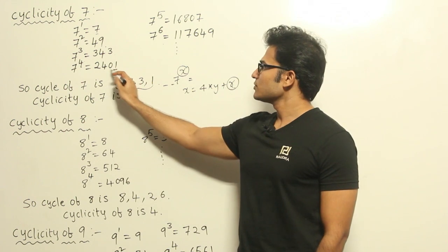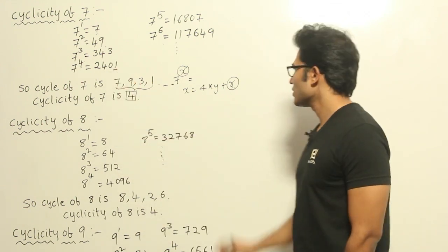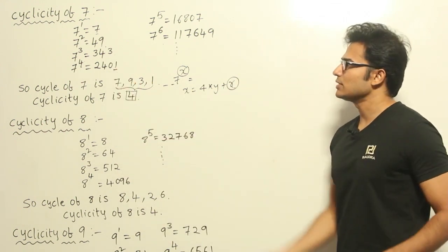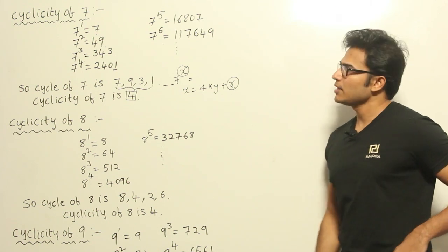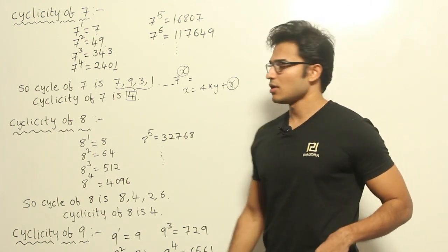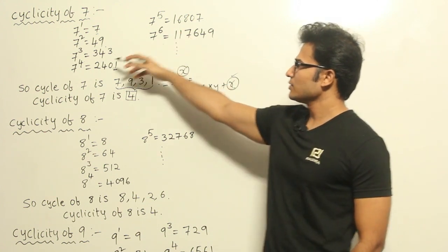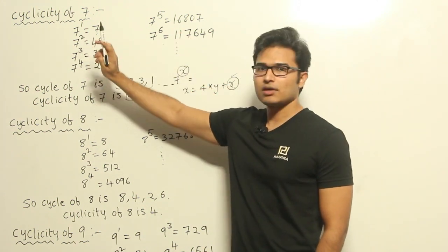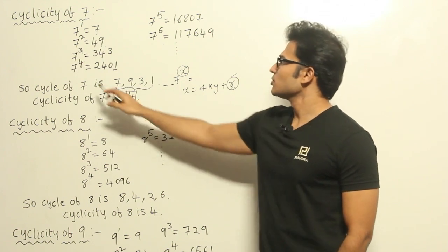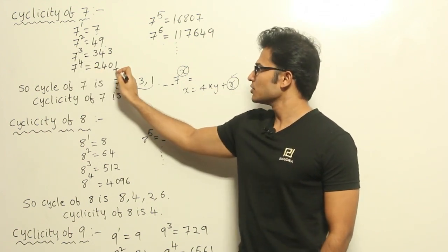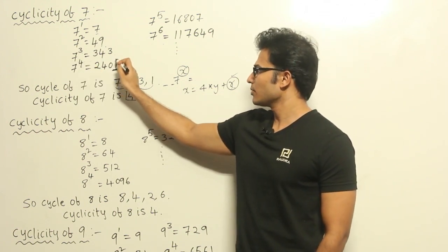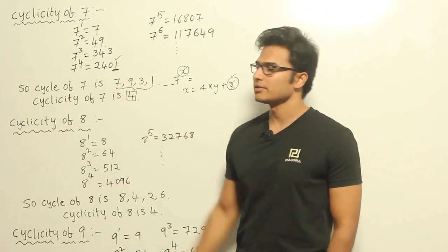And 7 power 4 is 1, right? So you should not directly write 7 power 0. In this case it happens to be 1, but in all the cases it is not true. Always remember that whenever you get the remainder from 1 to n minus 1 it is okay, 1, 2, 3 it is okay, but whenever you get the remainder as 0 you should take it as 4 and you should give the units place digit, whatever you get here.